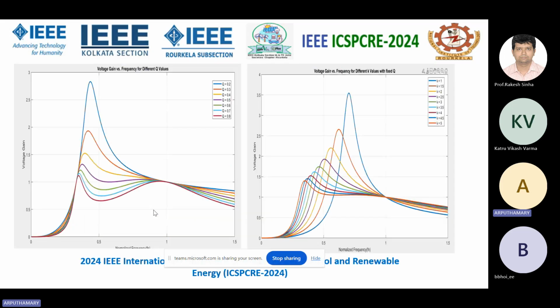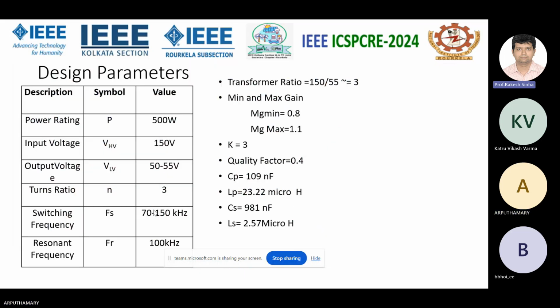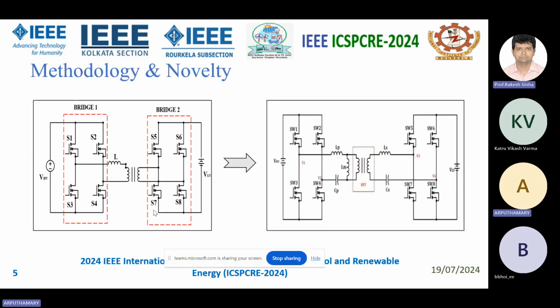What is K here in your formulation? What do you mean by K? K is the inductance ratio, the ratio of the magnetizing inductance. Okay, so basically mutual inductance you are talking about. Yes, sir. Okay.